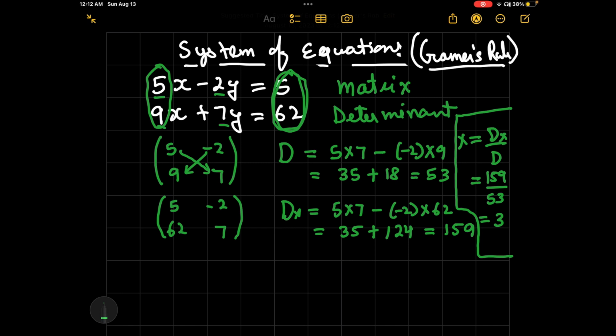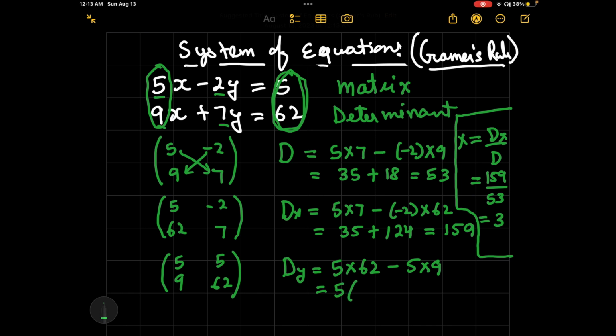Now, in order to find the value of y, this is what we do. We keep the first column the same, but we replace the second column with the right hand side, 5, 62. And we calculate a determinant. 5 times 62 minus 5 times 9. Let's take the 5 out common, out of the bracket, and inside we have 62 minus 9. 62 minus 9 is 53. 5 times 53. Let's keep it like that instead of multiplying it, you will see what is the benefit of it.